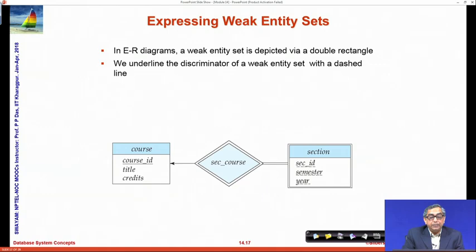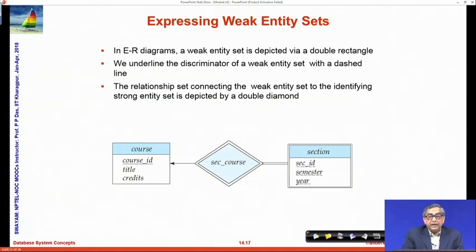We underline the discriminator of a weak entity set with a dashed line. You remember these are the discriminators, because given the identifying attribute in the identifying set, these are the attributes which distinguish different tuples of section. So, they are not shown with a solid underline, they are shown with a dotted, dashed underline, so that you can make out that this is a weak entity set and these are the discriminators.